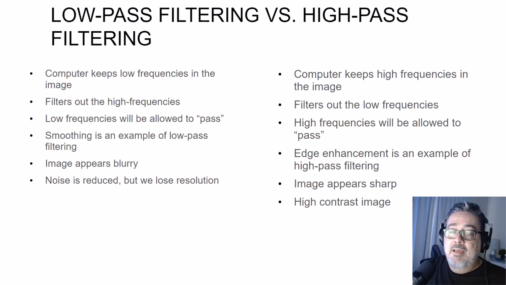The opposite happens in high-pass filtering, where the computer keeps the high-frequency signals, or the high-detail portions in the image. In high-pass filtering, the high frequencies are allowed to pass through the filter. This is applied when you perform edge enhancement. The image will contain a bit more noise, but it will appear more sharp and very high contrast.